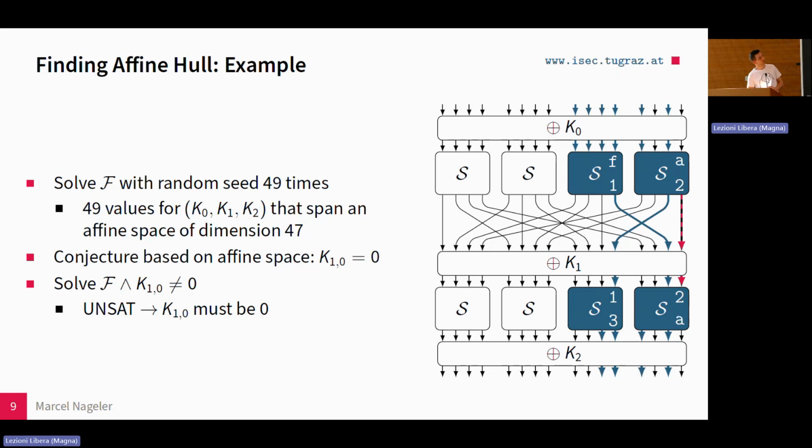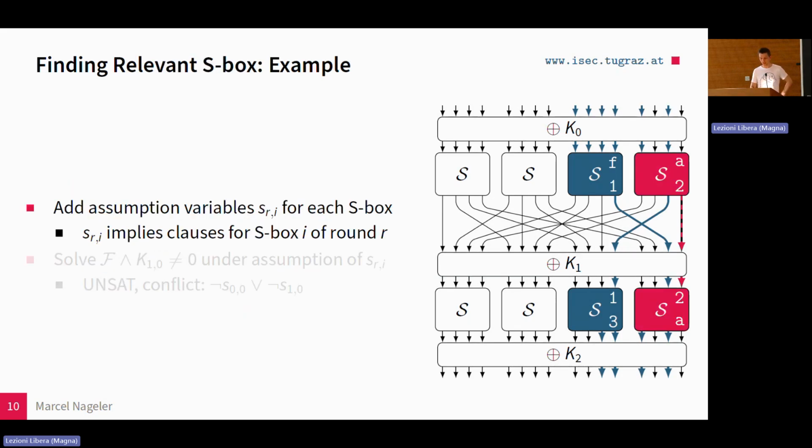I also promised that the SAT solver tells us why this key bit is 0, at least to an extent, because right now, if you have a very long characteristic, you don't really know where this would come from. So what you can do is tell the SAT solver to find the relevant S boxes, like the 2 red marked S boxes here that lead to this contradiction. And we do a similar thing.